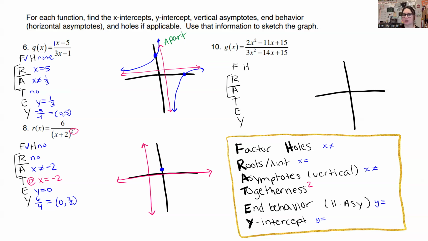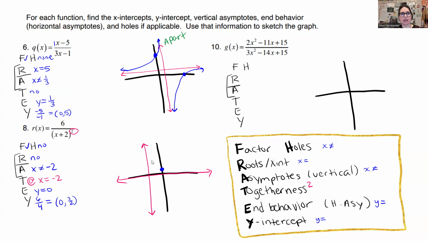More often than not, it is positive. The only way it would be negative is if one of these factors were negative, like the leading coefficient has to be negative for one of them. So positive. If I am positive, that means my graph has to end above the x-axis. And that makes sense because I have an intercept right here.